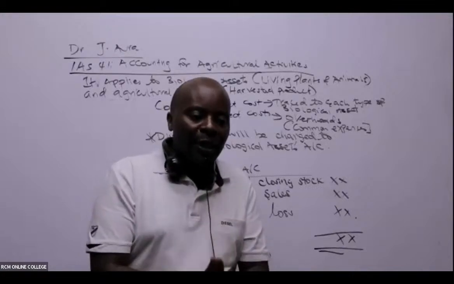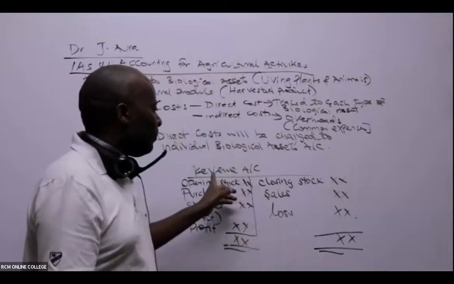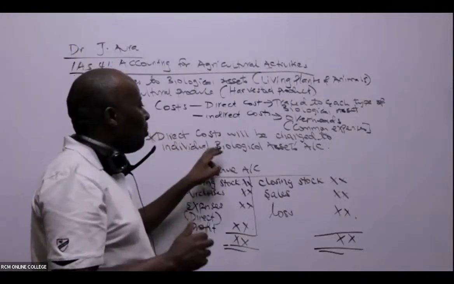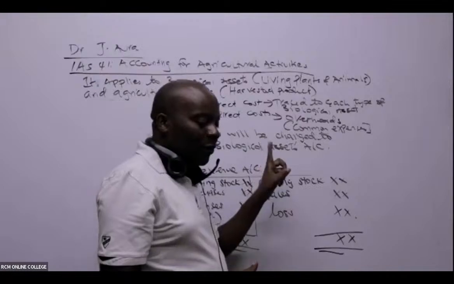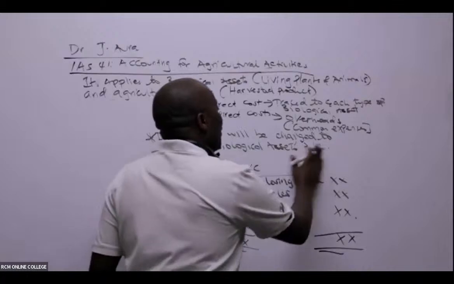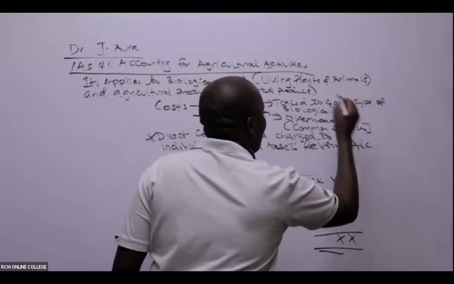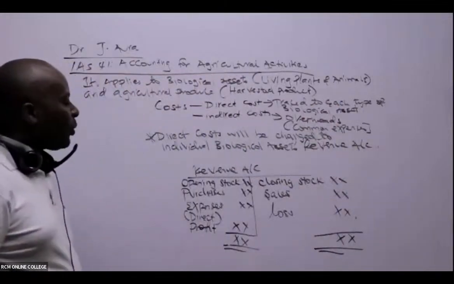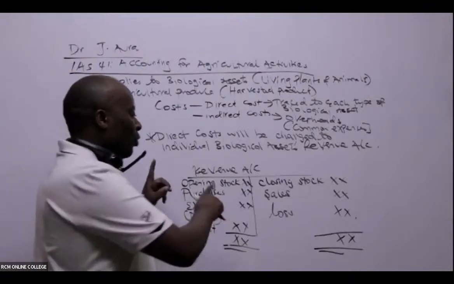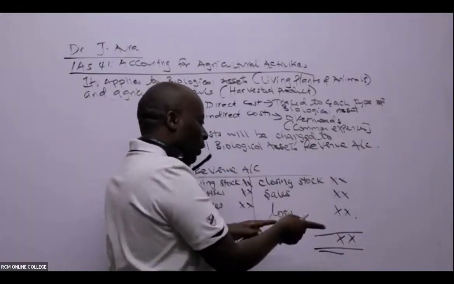And I've told you, ladies and gentlemen, from the beginning here, that all direct costs will always be charged to the individual biological asset's revenue account. And I've been able to do an example of a revenue account. How does this revenue account look like? Of course, we have opening stocks on both sides. We begin with opening stock here. Closing stock will go to the other side.